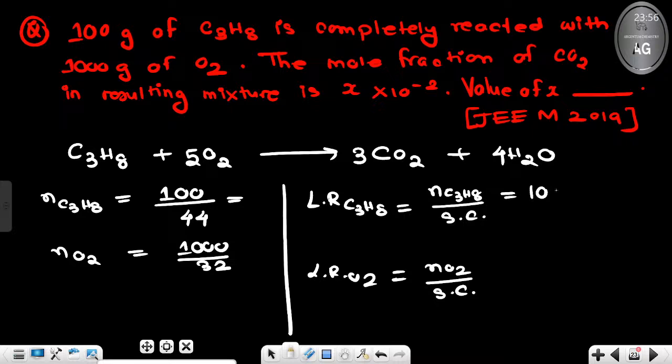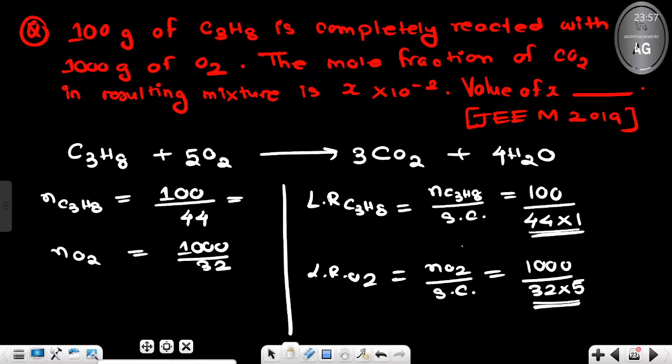So this was 100 divided by 44 into 1. Nothing was there means 1. And this was 1000 divided by 32 into 5. So can you see that this denominator is bigger, so value will be lesser. So who is the limiting reagent? Clear? So limiting reagent is C3H8. For O2, the value will be bigger.